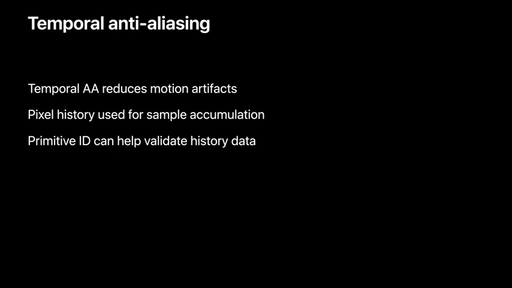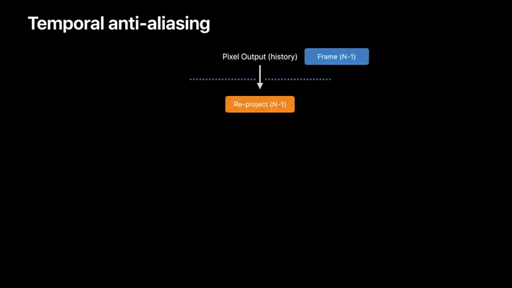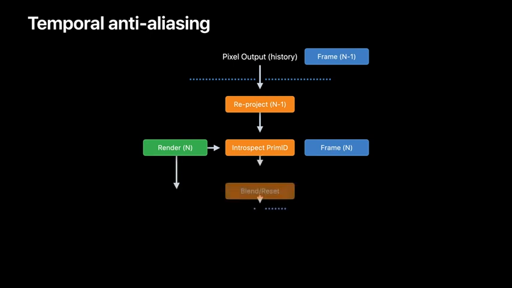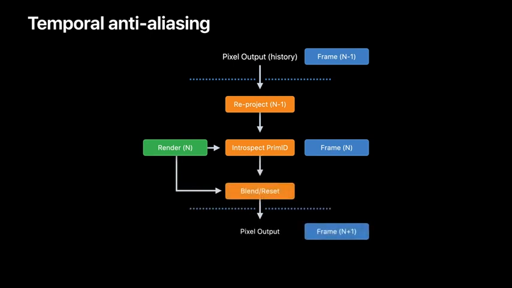So, how would you actually do this in practice? First, in your fragment shader, you reproject the results from the previous frame to fetch pixel history. Then, you introspect the pixel to ensure that the data is consistent with the current frame. This can be done by comparing the primitive IDs of the two samples. If the IDs match, you can choose to accumulate the contribution from the previous frame. The pixel history can be accumulated or reset post-introspection, forwarding the results onto the next frame.